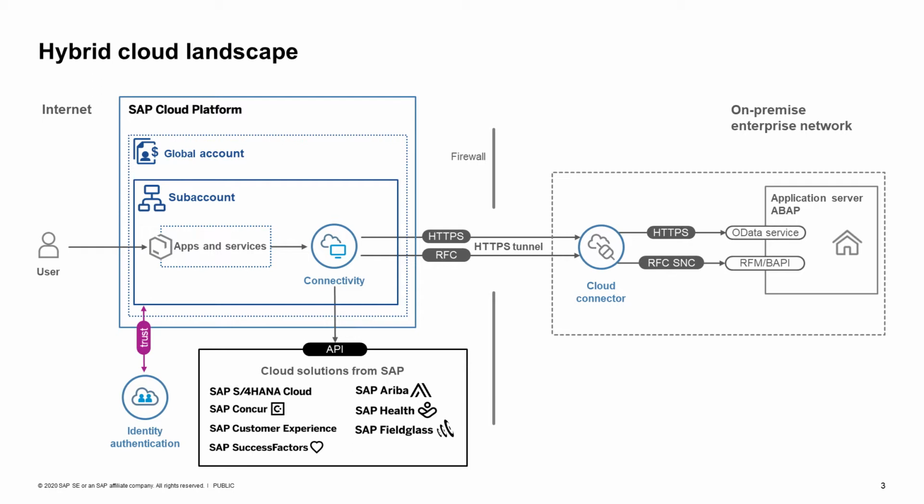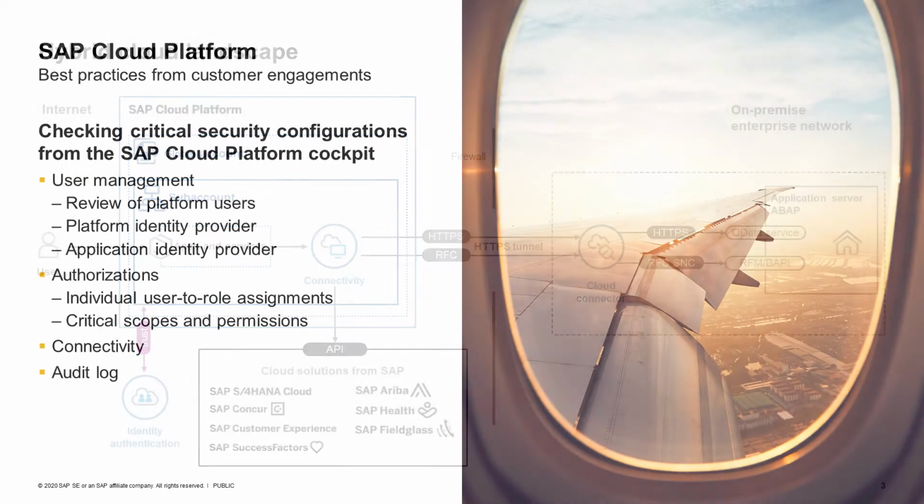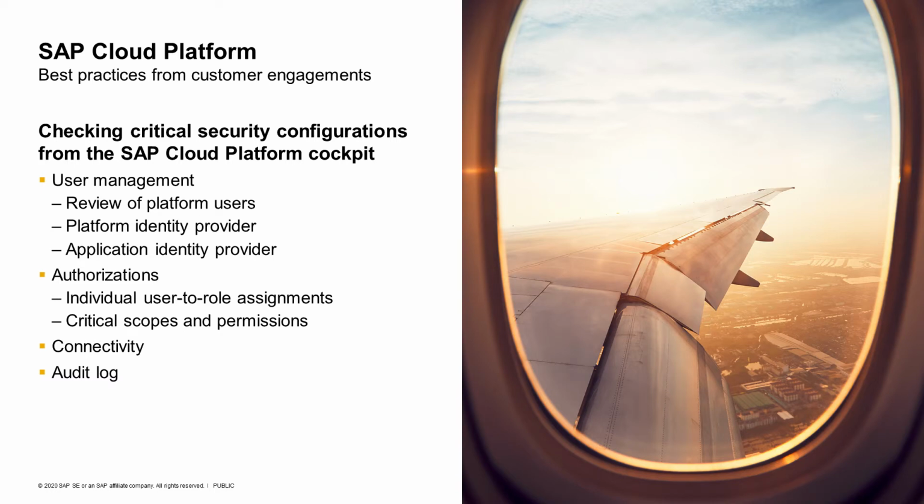In a hybrid landscape, the Cloud Connector serves as a link between SAP Cloud Platform applications and services and on-premise systems, and is therefore a security-critical component which must be set up and operated securely. In the following, we will have a closer look at the SAP Cloud Platform and the Cloud Connector's most critical security settings and configurations based on best practices and findings from customer engagements. Let's start with the SAP Cloud Platform's critical security configurations, which are user management, authorizations, connectivity, and the audit log.